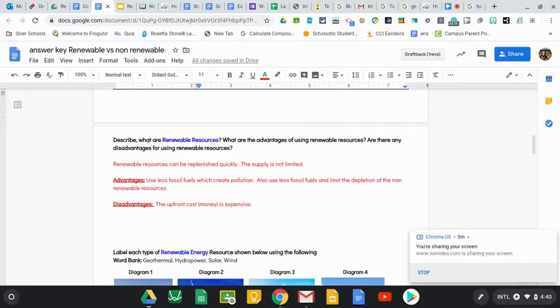But some disadvantages are the upfront cost. The money is expensive. So to put solar panels on your house, upfront is very expensive, but over time, you end up really not paying a lot for your electricity from National Grid at all.